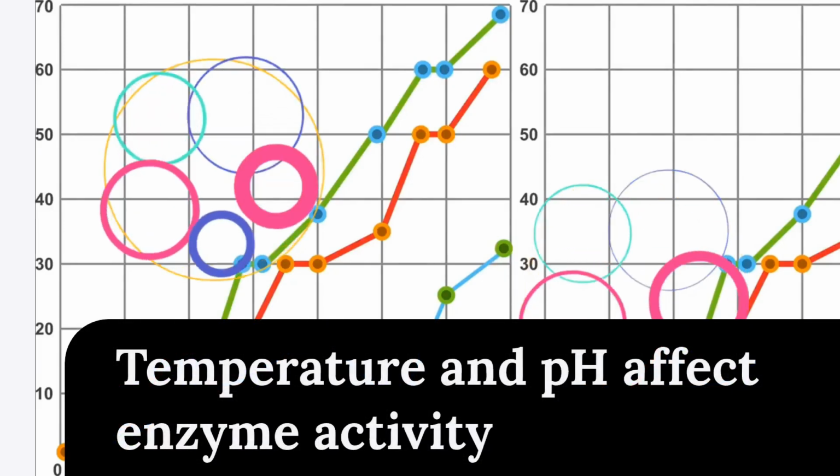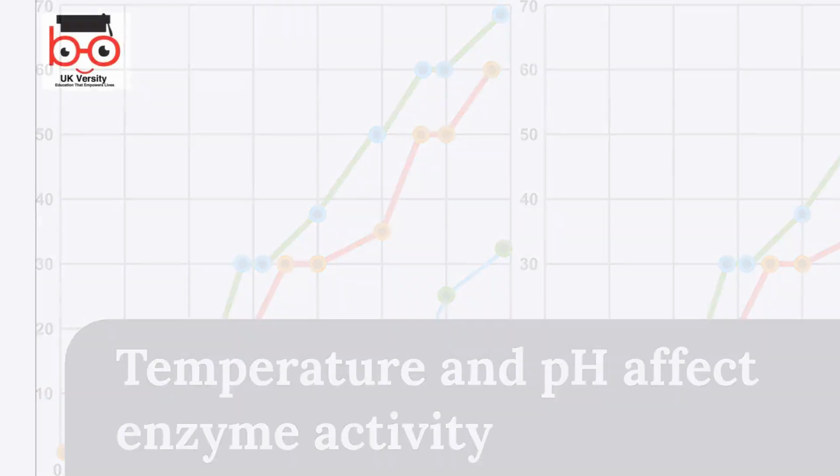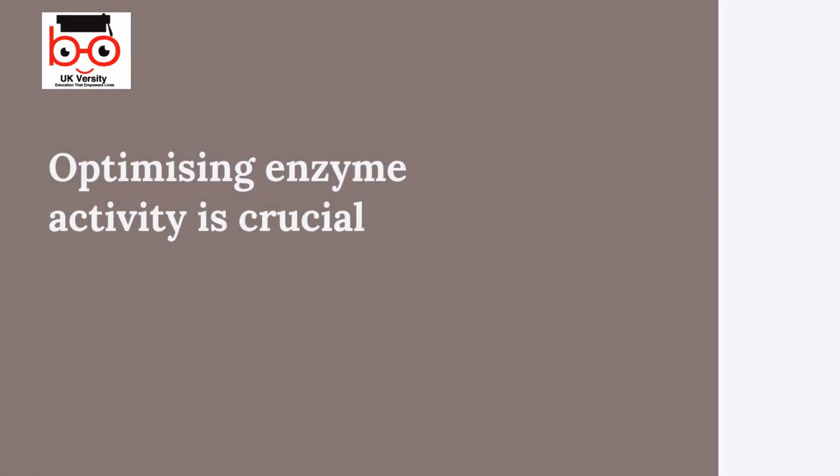Temperature and pH influence enzyme activity by altering structure. Moderate temperature increases reaction rate due to higher kinetic energy. Excessive heat causes denaturation, reducing function. Optimal pH maintains correct bonding in the active site. Extreme pH alters structure and reduces efficiency. Understanding inhibition and denaturation is crucial. This knowledge is vital for biological and industrial applications.